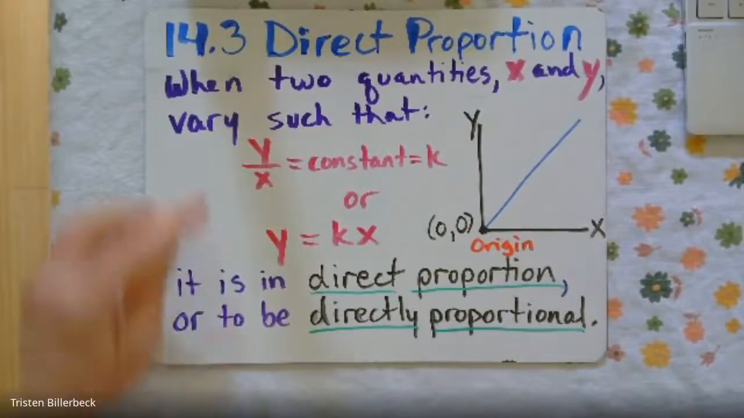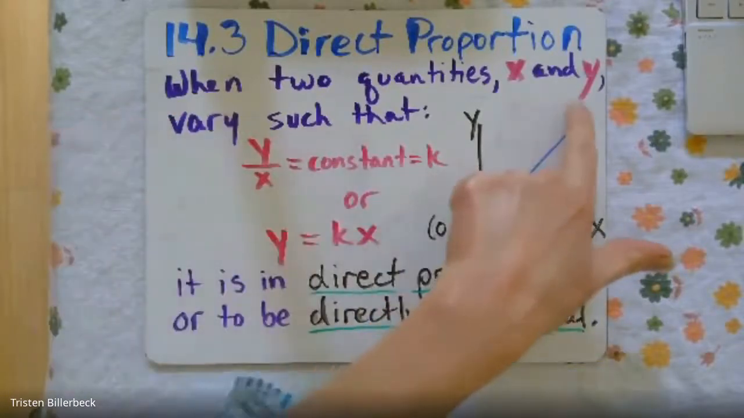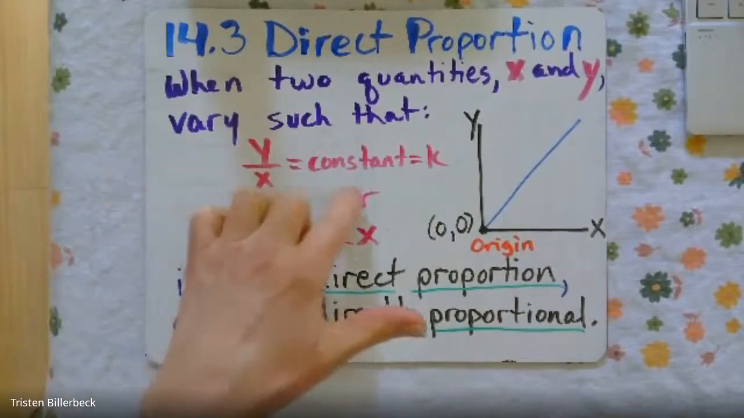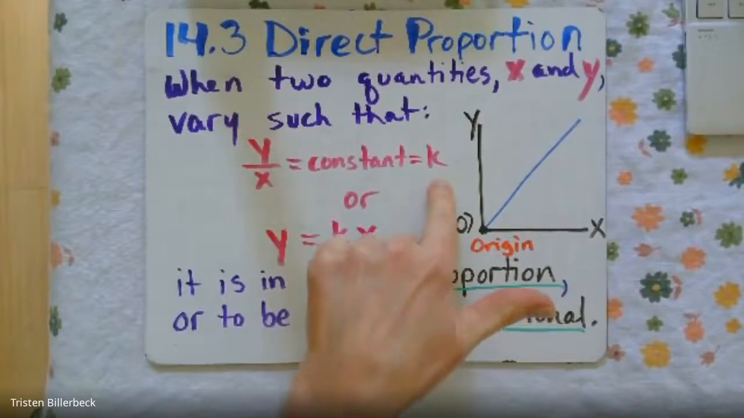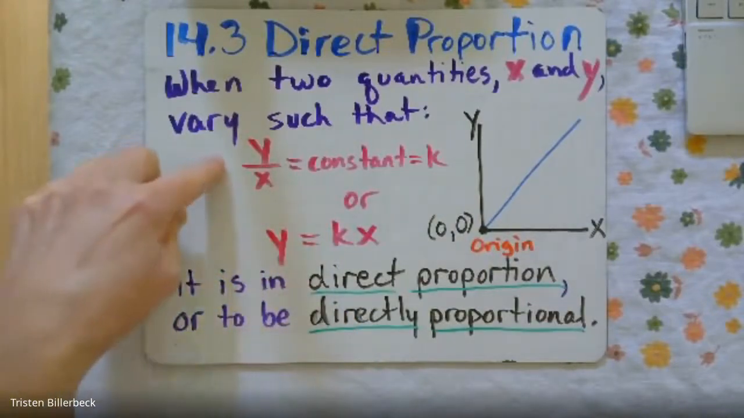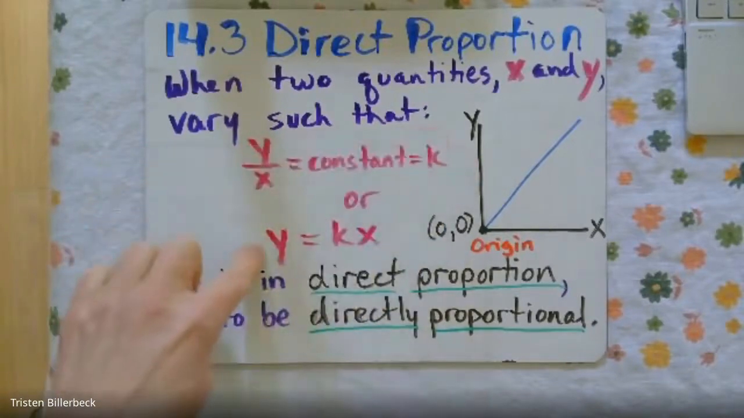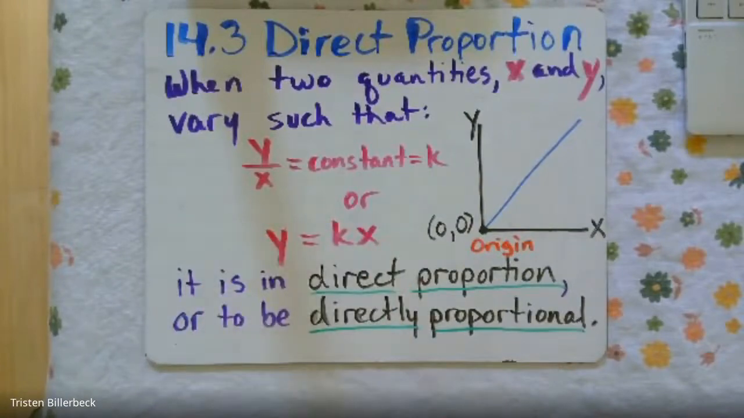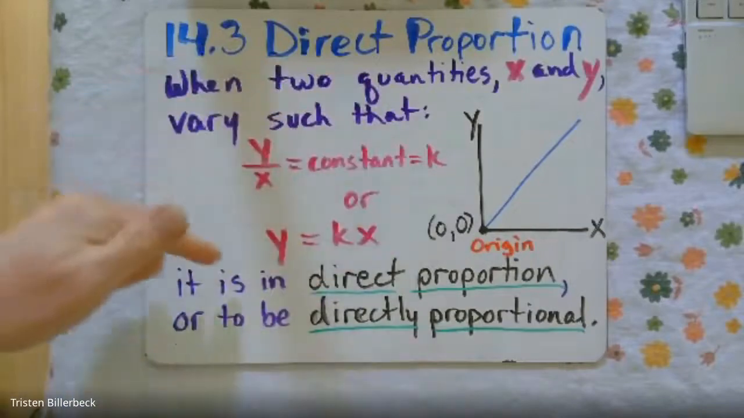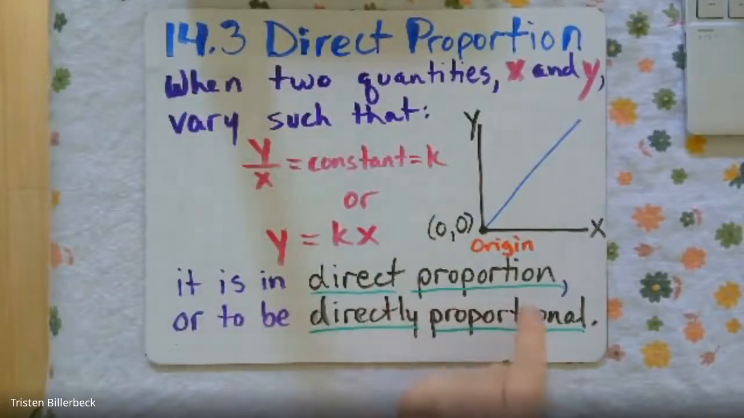When we have two quantities, x and y, and they vary such that y over x equals a constant, let's make that constant k. Or we can write this, if we multiply each side by x, as y equals kx. If it varies like this, it is in direct proportion, or directly proportional.